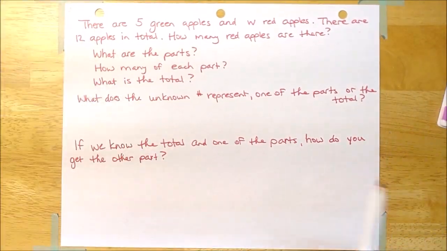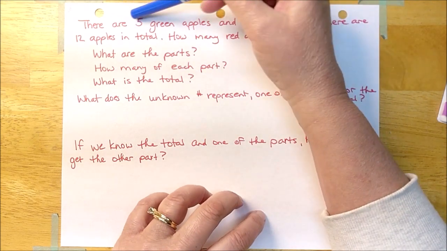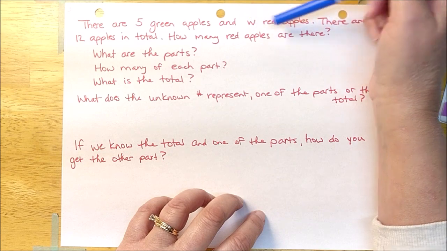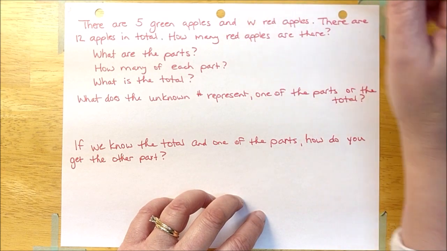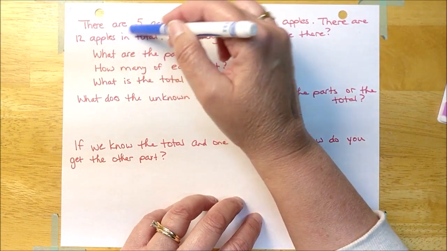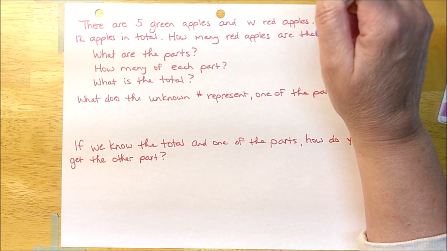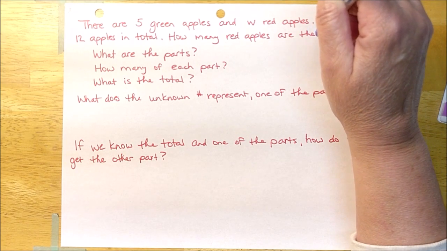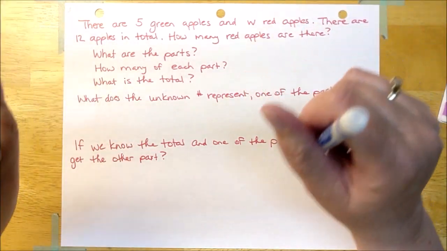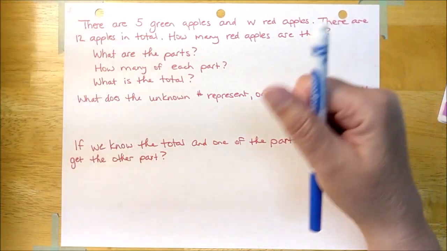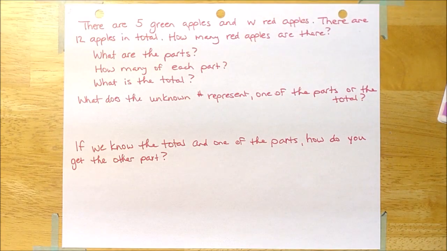So this has another question in it. This one says, there are 5 green apples and W red apples. When I see a W, that means we don't know what it is. There are 12 apples in total. How many red apples are there? You're probably thinking, oh, I know. But we're not going to look for the answer right now. We're going to decide which are the parts and which is the total. Remember these 2 words we had over here, parts and total? We want to figure out what are the parts and what is the total.